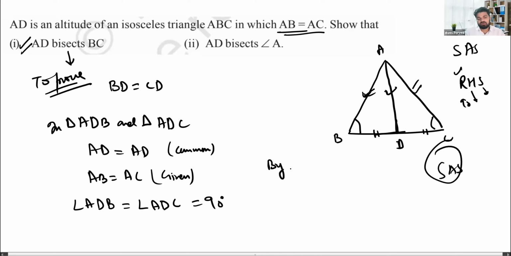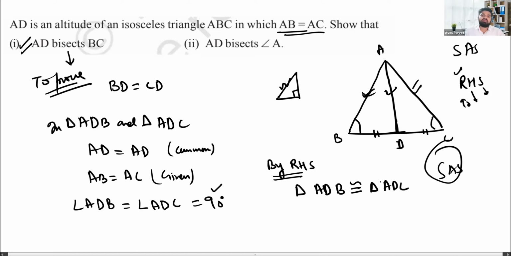By which rule? RHS, right angle, hypotenuse, side. Right angle means 90 degrees. Hypotenuse is the longest side of the right-angled triangle. So we have chosen this side. So by RHS, triangle ADB is congruent to triangle ADC.